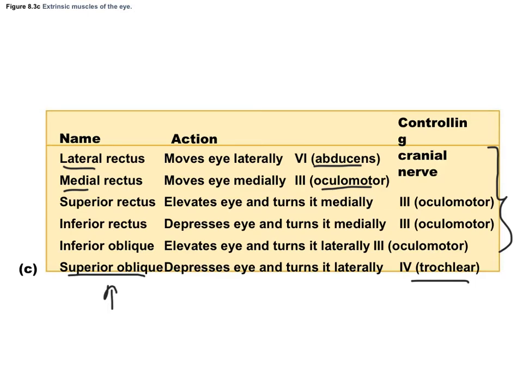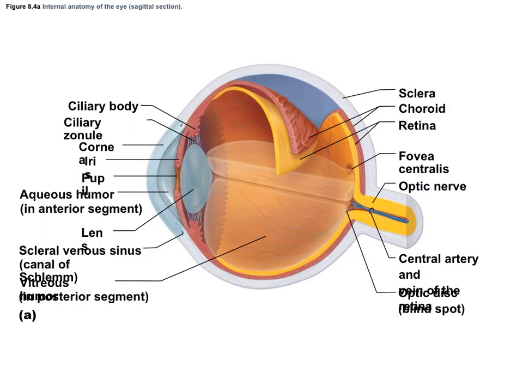So now let's look at the actual structure of the eye itself. Basically there are 2 segments: an anterior segment and a posterior segment, which is in front of or behind the lens. Let's draw a line through the lens here. Back here is your posterior segment, and in front of the lens is the anterior segment.